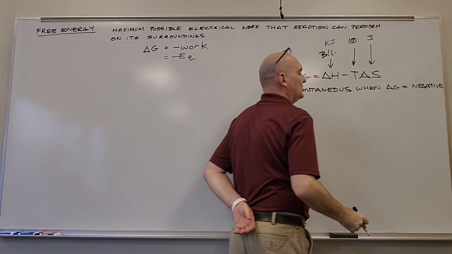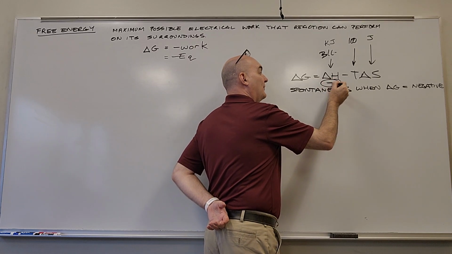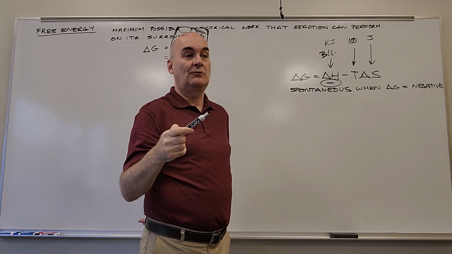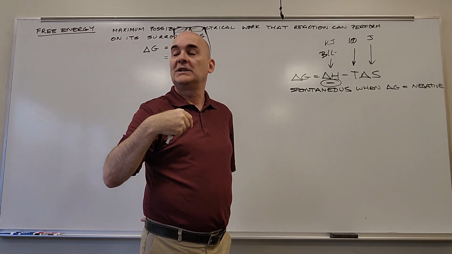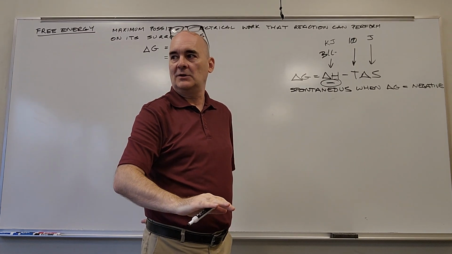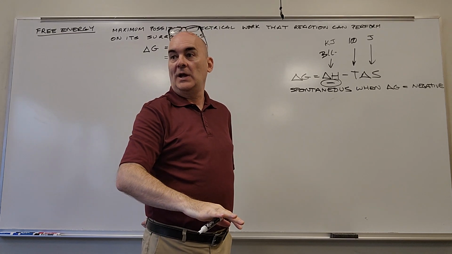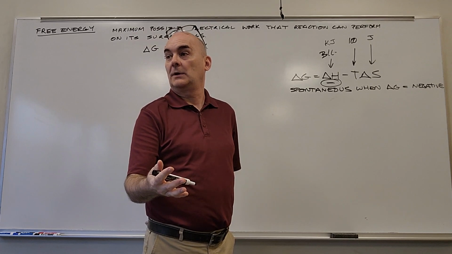Because delta G gets to be negative if this term is negative. If that term is negative, then your reaction is exothermic. It's giving out heat. If it's giving out heat, it means that the products are lower in energy than the reactants are. That sounds like a winner, right?